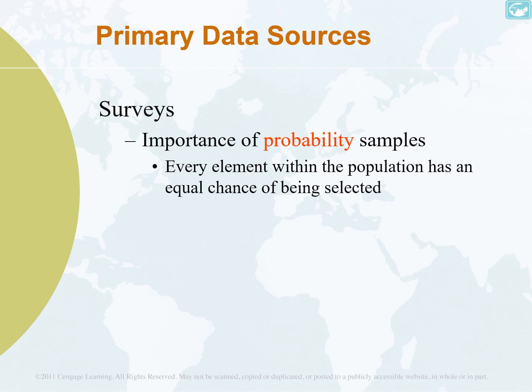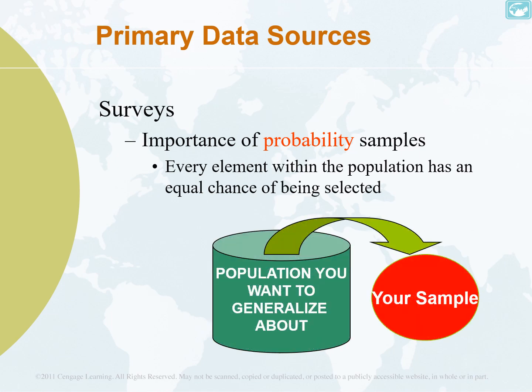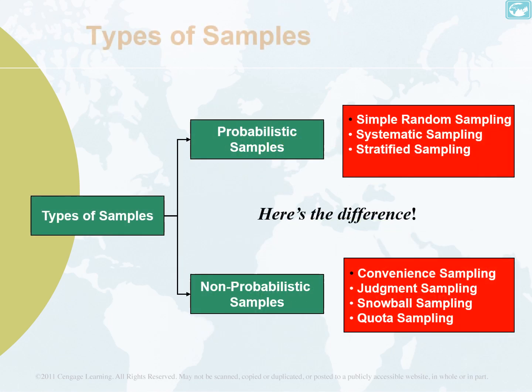Every element within the population has an equal chance of being selected. That's a probability sample. Every person, every respondent gets an equal chance to be selected. So this blue cylinder here is the population you want to generalize about. Then from that pool you take out your sample with the red sphere. Here is your sample.